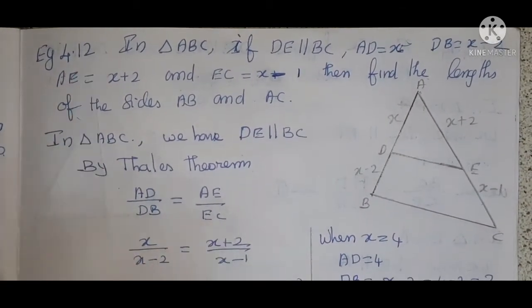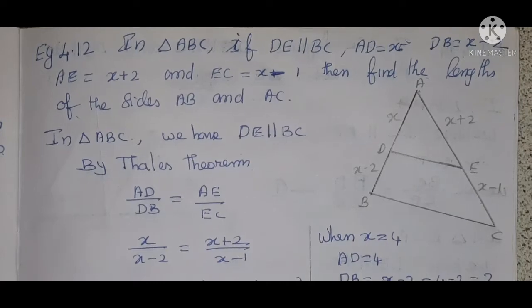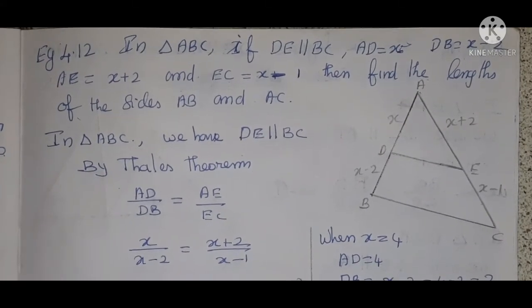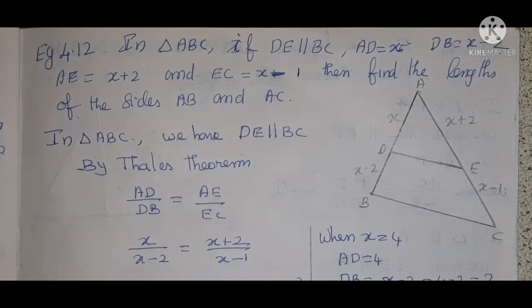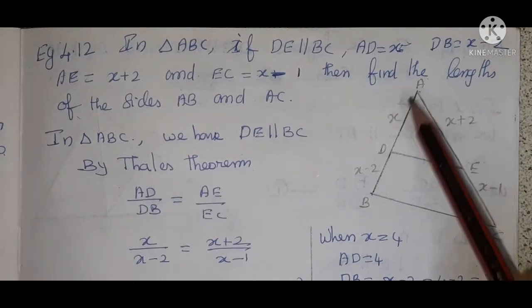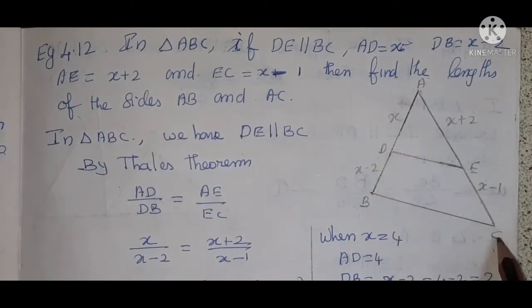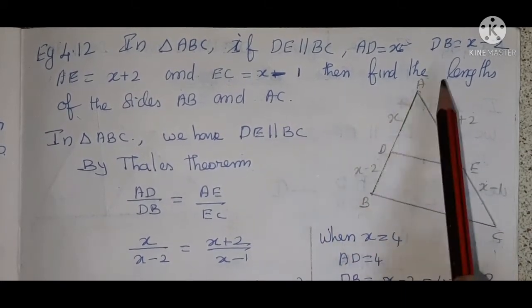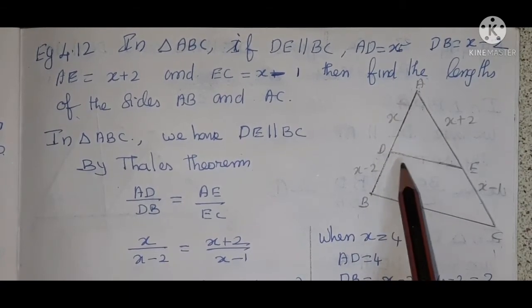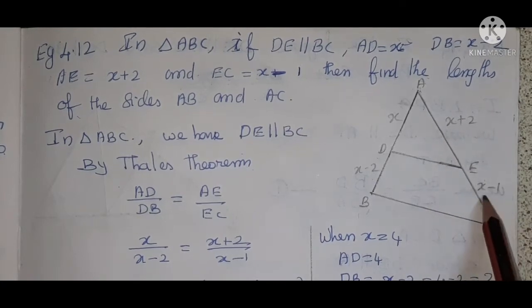Example 4.12. In triangle ABC, if DE is parallel to BC, AD is equal to x, DB is equal to x minus 2, AE is equal to x plus 2, and EC is equal to x minus 1, then find the lengths of the sides AB and AC. In triangle ABC, D and E are points on AB and AC. Join DE. DE is parallel to BC. AD is x, DB is x minus 2, AE is x plus 2, EC is x minus 1.